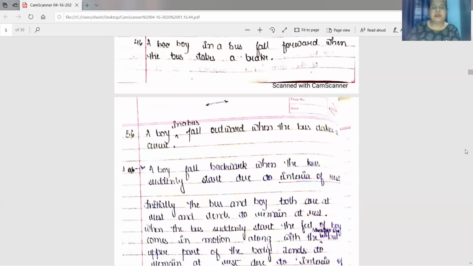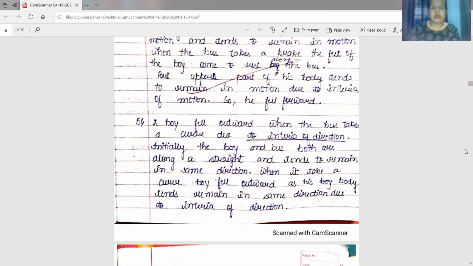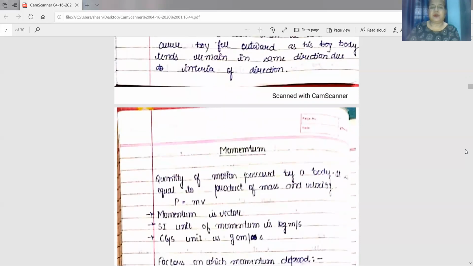Next one, number 5. A boy in a bus, with the bus in motion, will fall outward when the bus takes a curve. This is because of inertia of direction. Initially, the bus and the boy are in motion, moving in a particular direction along a straight line, and the tendency is to remain in the same direction. When the bus takes a curve, the boy falls outward as his body tends to remain in the same direction due to inertia of direction. I think it is clear to all of you.